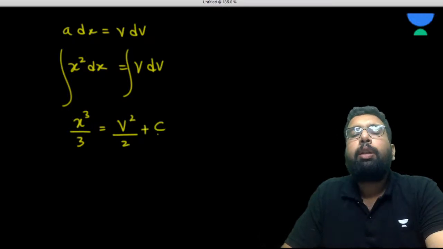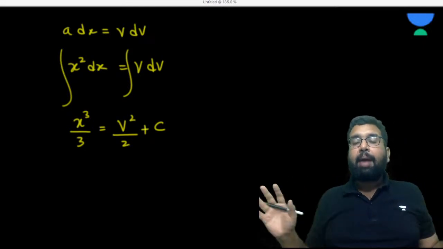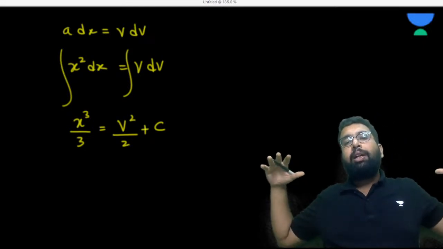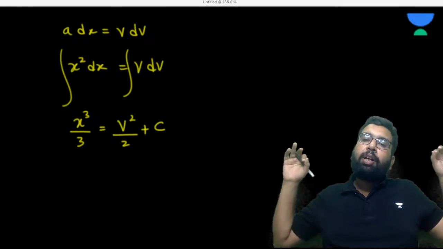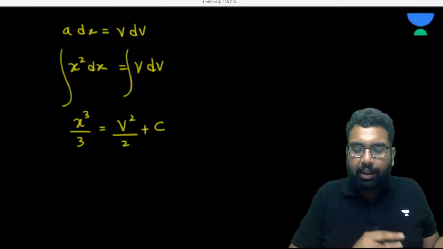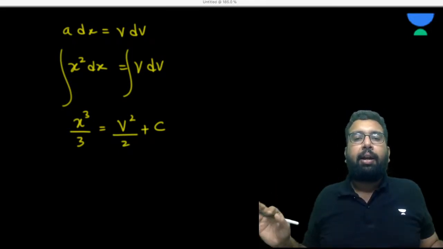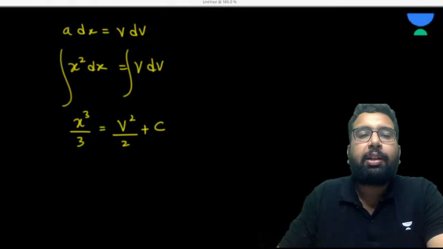There must be two constants of integration, one on the left hand side, one on the right hand side. But this doesn't happen this way. Whenever you are integrating an equation, there will be only one constant of integration. It is not like you are adding one constant of integration on the left or one constant of integration on the right. You don't have to do like that. Understood? Okay, so there is one constant of integration.